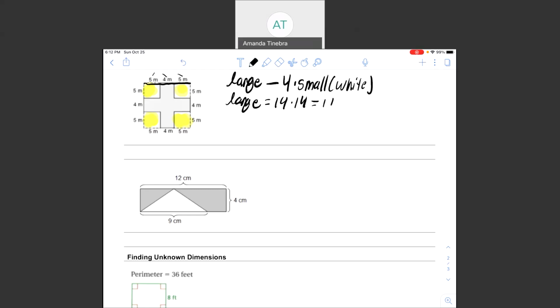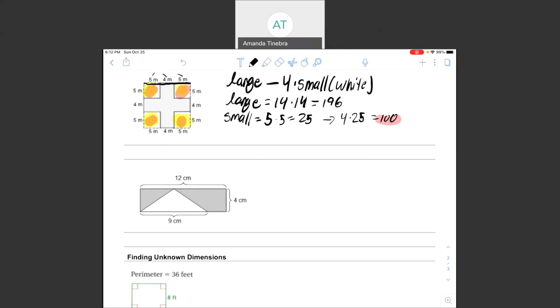which is 196. Now, each of these small squares has a side length of 5. So the area of each of those is 5 times 5, which is 25. There's 4 of them, so I'll do 4 times 25. That gives me 100. That then tells me the area of these 4 sections is 100.